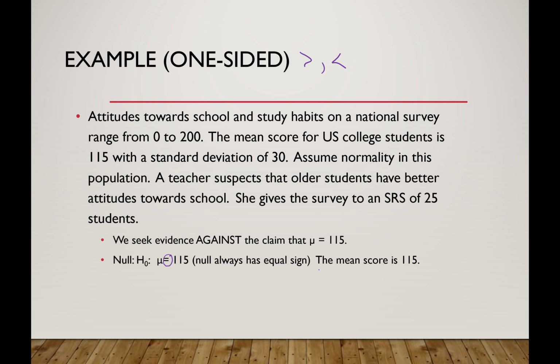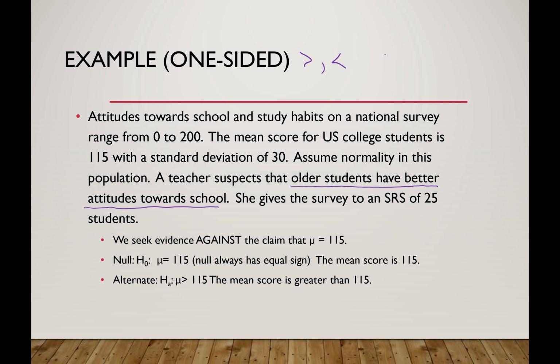And then off to the side it says in words what this means. The mean score is 115. You can also just define what mu represents before the hypothesis statement and then not have to write the wording there. And then the alternative, H sub A, mu is greater than 115, and that's because we want to know that students have better attitudes towards school if they're older. So that tells us that it's greater than, assuming a higher number means better study habits. You don't need to say that's null and that's alternative. That's just for the notes.